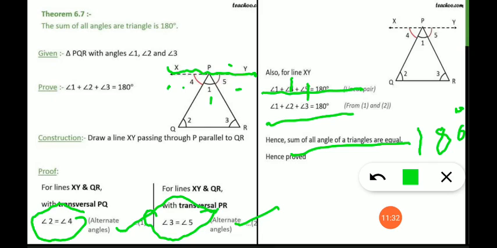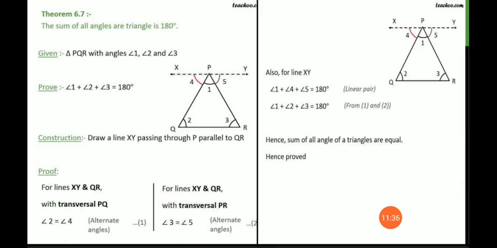Got it, students? So this is all about the proof of a particular theorem. Now remember, here there are two figures, but you don't need to draw two figures. You have to draw only one figure in your notebook, or if it comes in the exam, then you have to draw only one figure in your exam. You don't need to draw two figures.